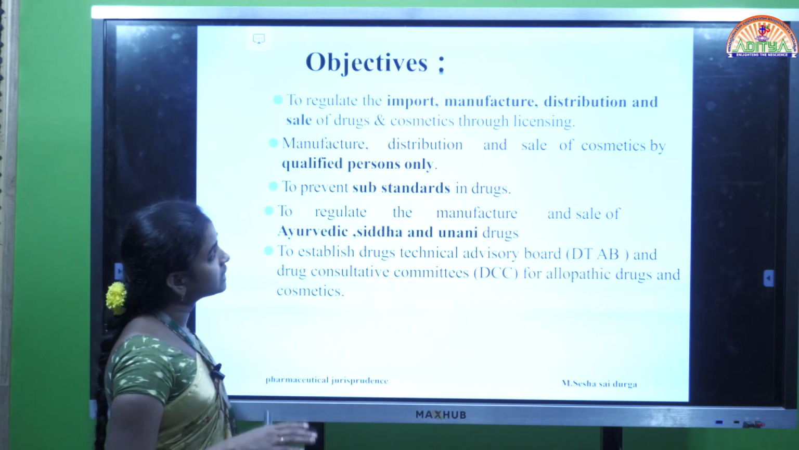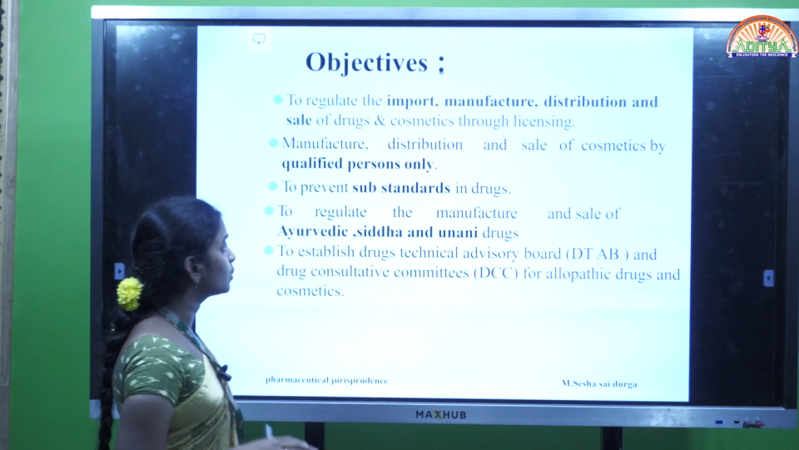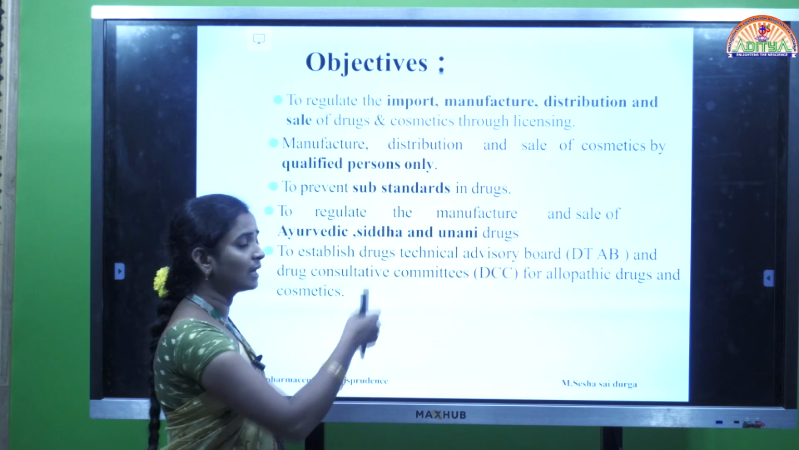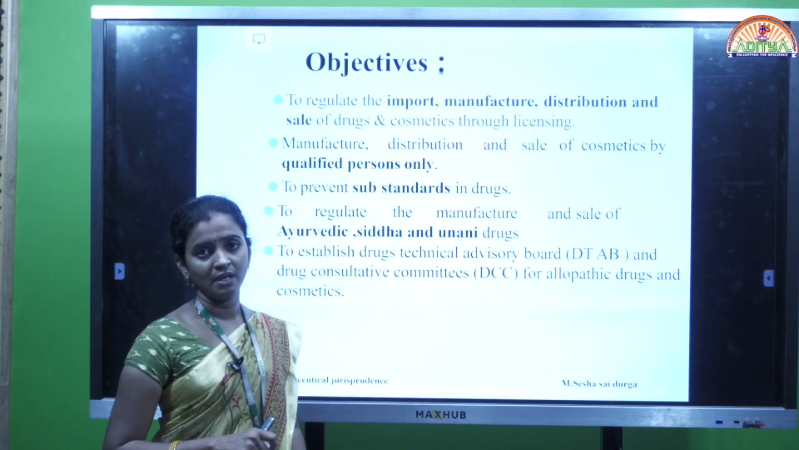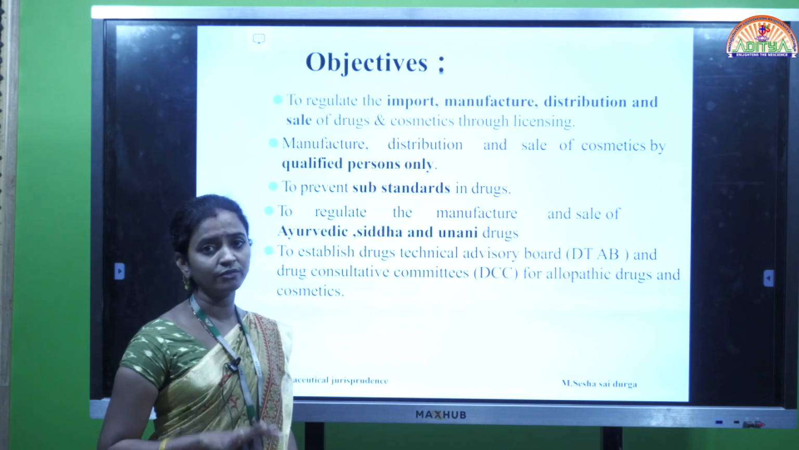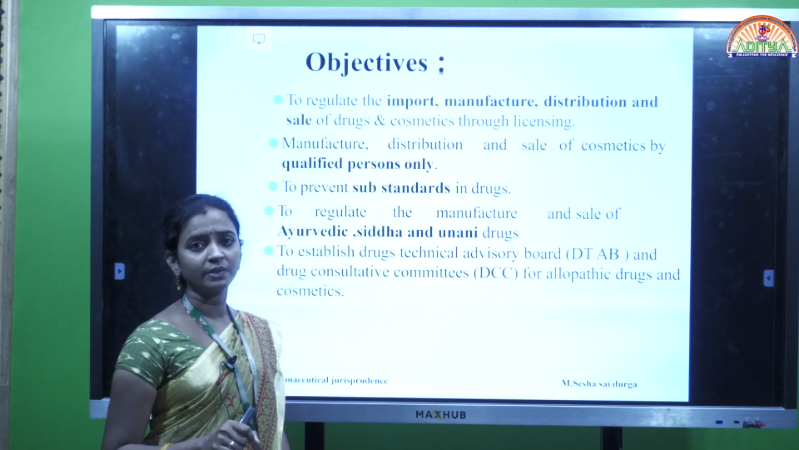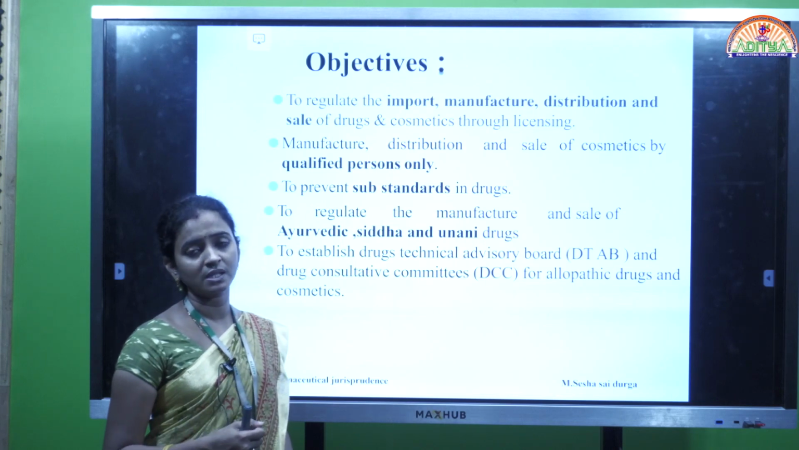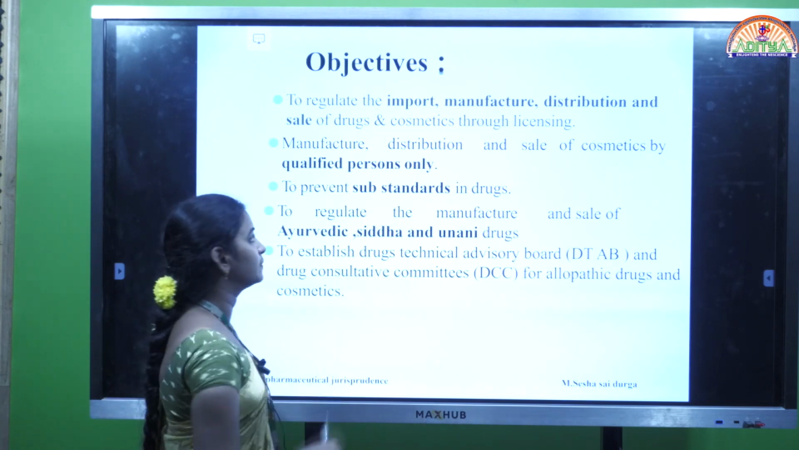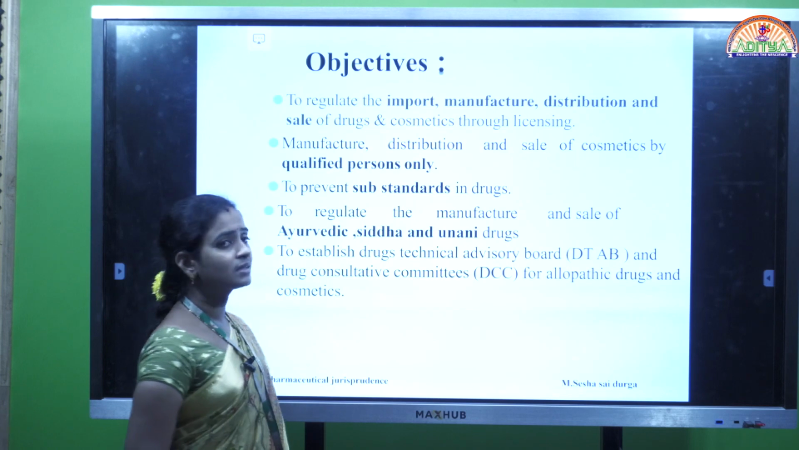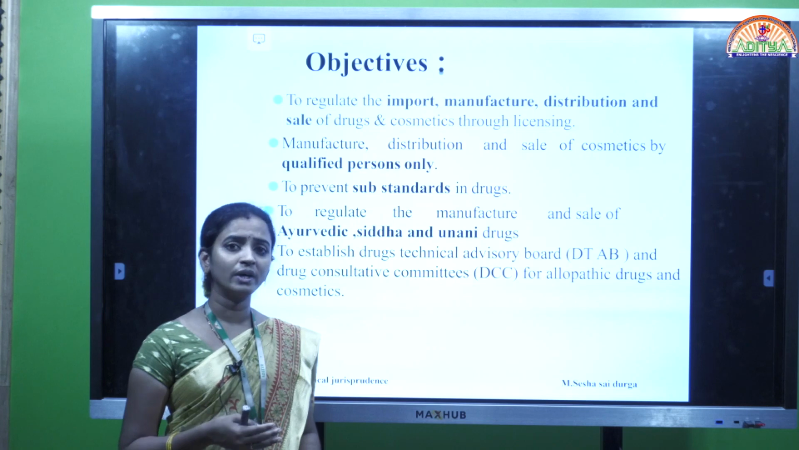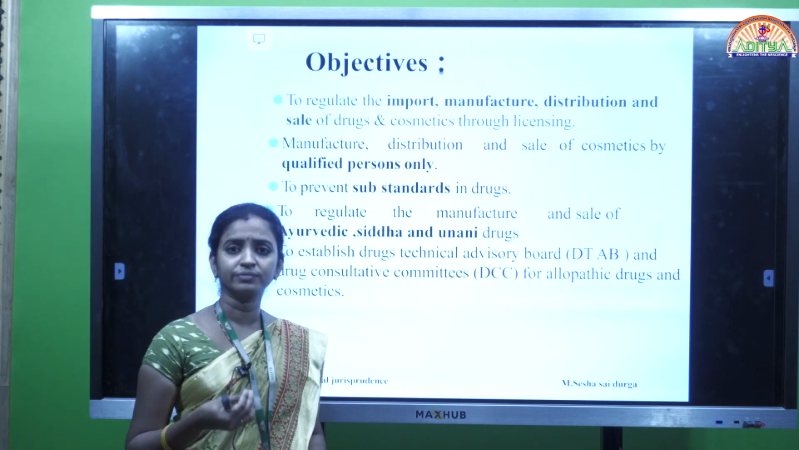And manufacture, distribution and sale of cosmetics by qualified persons only. So the person who is doing all these activities must be a qualified person. Some qualification like Bachelor in Pharmacy or Diploma in Pharmacy, the person should obtain specific knowledge regarding pharmacy, some course he should have done, then he is able to perform the activities. And to prevent substandard drugs: substandard means we can avoid the use of low quality drugs.